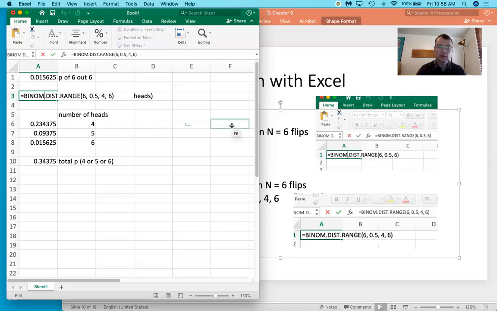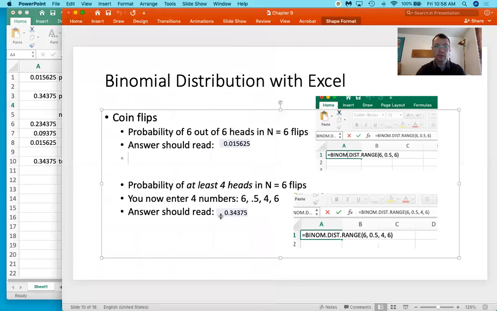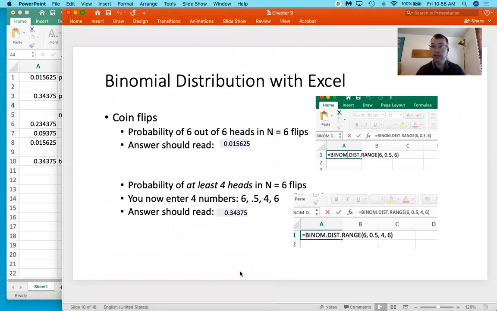All right. So this binom dist range is super handy. That's what you're going to use for this chapter and the next chapter. Anytime you have a binomial distribution, you're now going to have Excel all the time. You can use this. Okay.